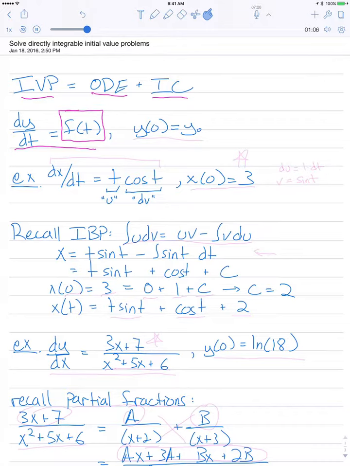And then, of course, we have our initial condition over here. So in short, when you see a differential equation of this form, it's one that you can solve directly by anti-differentiation. Let's go ahead and do a couple of examples.